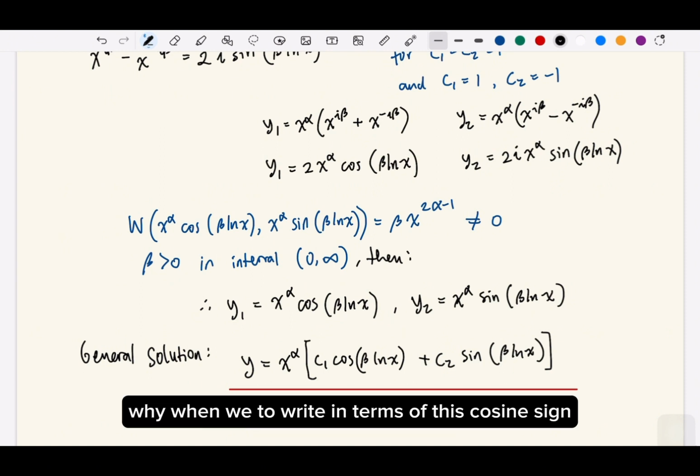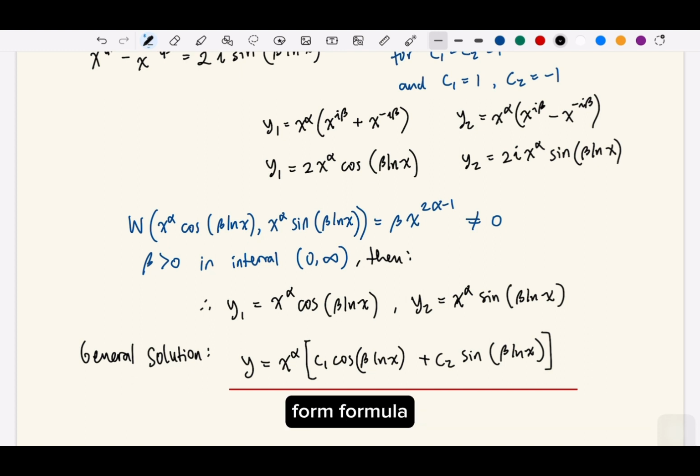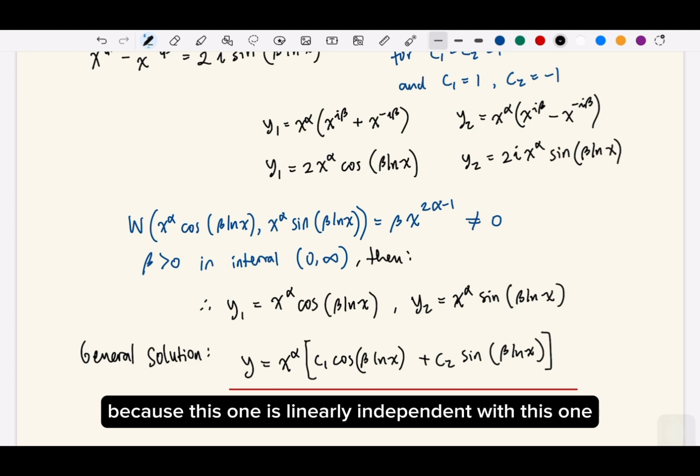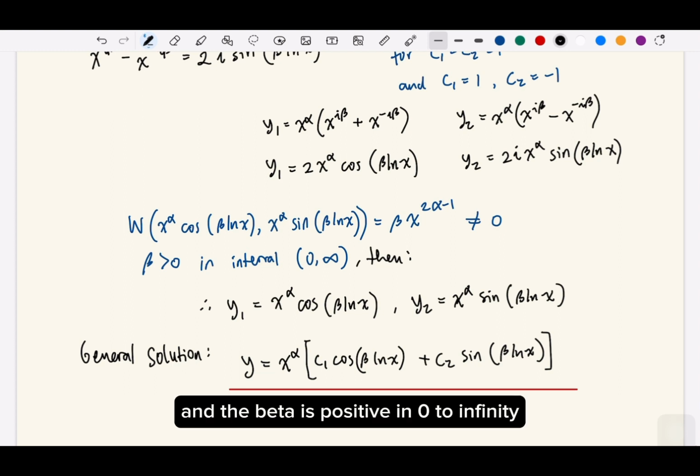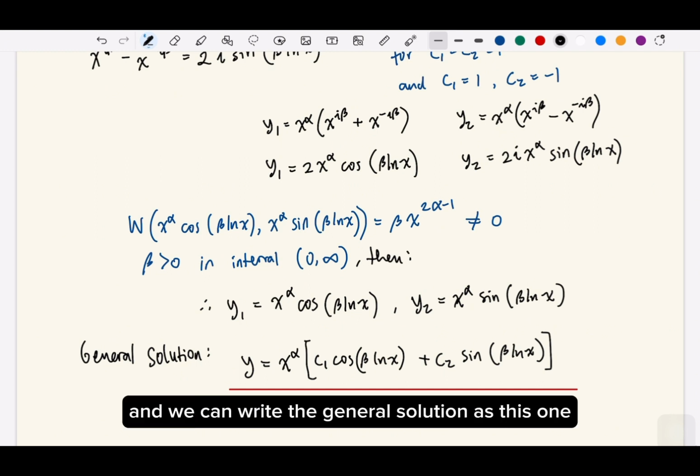So the goal is, why do we need to write in terms of cosine and sine? The goal is to remove the imaginary number using the Euler formula. And from this argument, because this one is linearly independent with this one, since if we take the Wronskian it's not equal to 0, and beta is positive in 0 to infinity, then we can argue that y1 and y2 are the solutions, and we can write the general solution as this one.